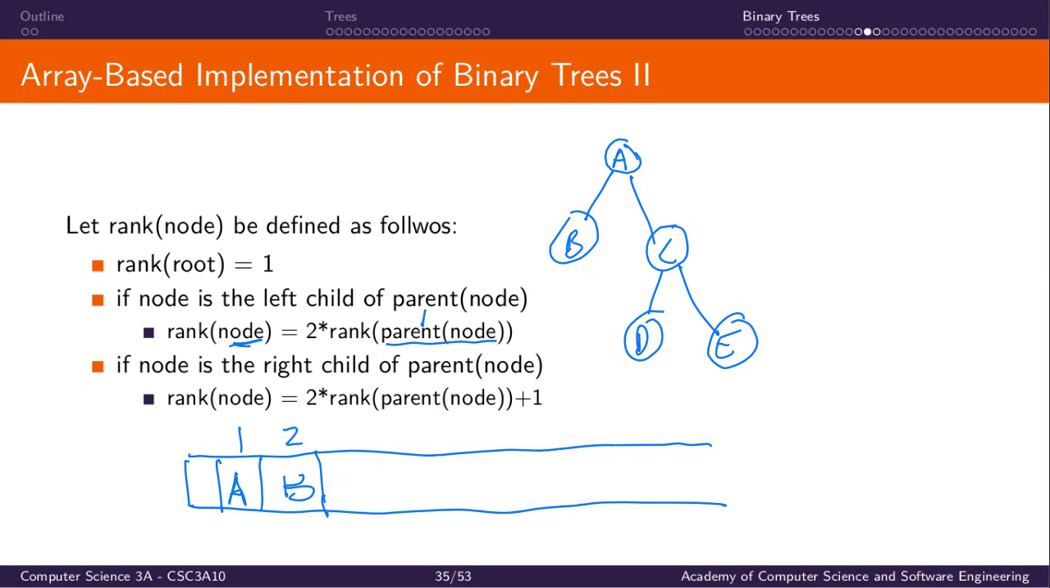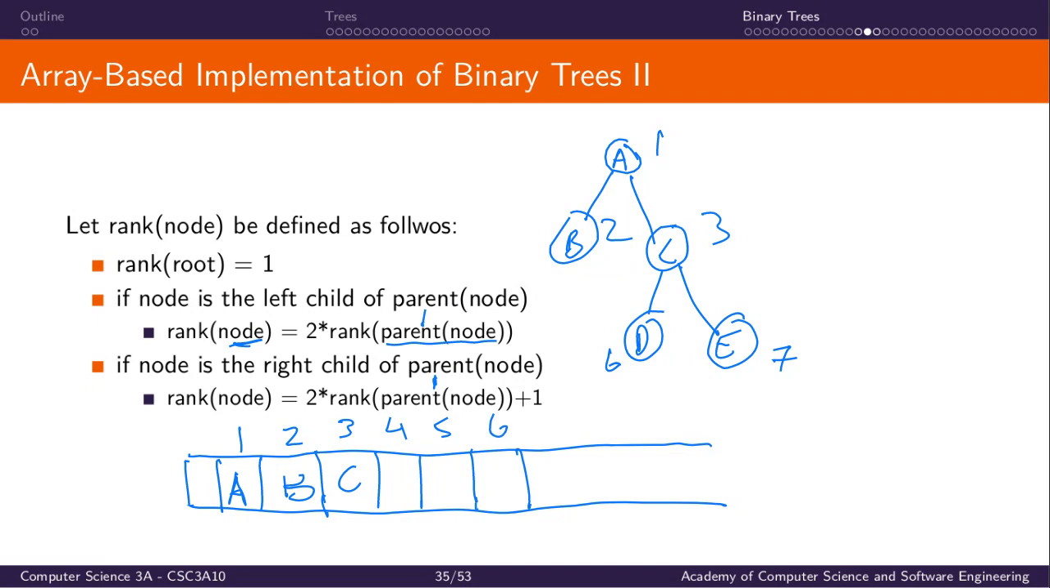All right, then for C, what would the rank of C be? We say that it's simply the rank of the parent, which again was 1, multiply that by 2 and add 1. That gives me 3. That's where I store C. All right, then D. Let me actually write the ranks as we're doing this. It's 1, 2, 3. So then what would the rank of D be? It should be its parent's rank multiplied by 2. That gives us 6. The rank of E, its parent's rank multiplied by 2 and add 1. That gives us 7. So I understand, okay, there's nothing at 4 there because there's no left child of B. There's nothing at 5 because there's no right child of B.